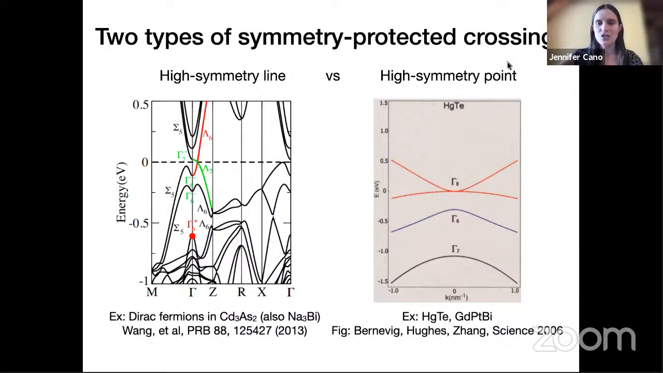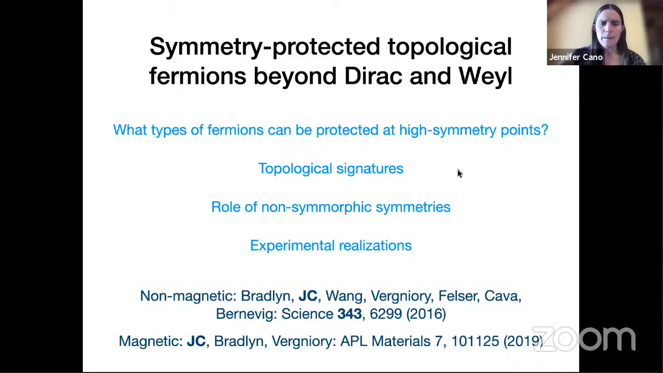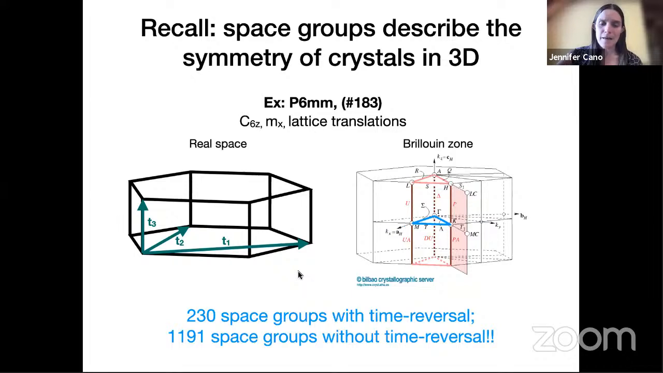And I now want to switch gears and talk for the last little bit about these types of crossings. So this ties into the earlier lectures, the lectures I gave. So there are symmetry protected topological fermions beyond Dirac and Weyl fermions. That's what I'm going to talk about for the remainder of this time. How do we classify them?